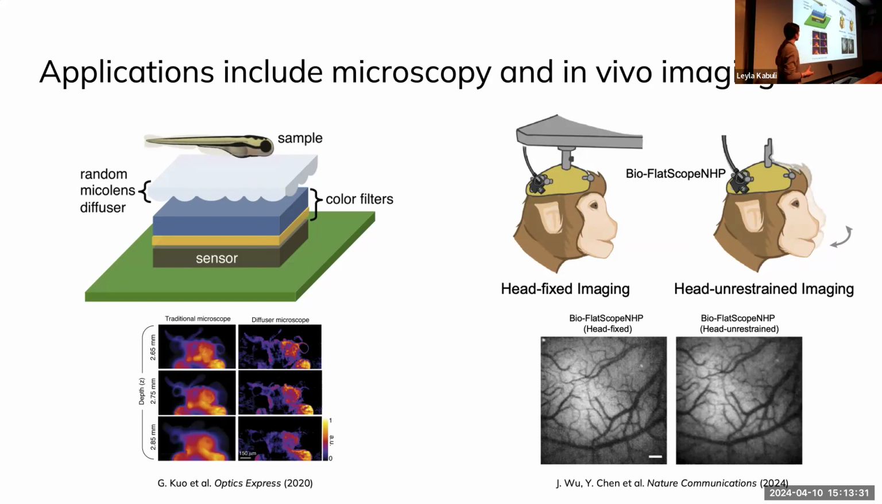For example, we've built a DiffuserScope that can take images of fluorescent objects, such as this tagged brine shrimp on the left. And we have collaborators and other groups that have actually been able to do in vivo imaging with unrestrained primates and look at the neural activity just from a lensless microscope.